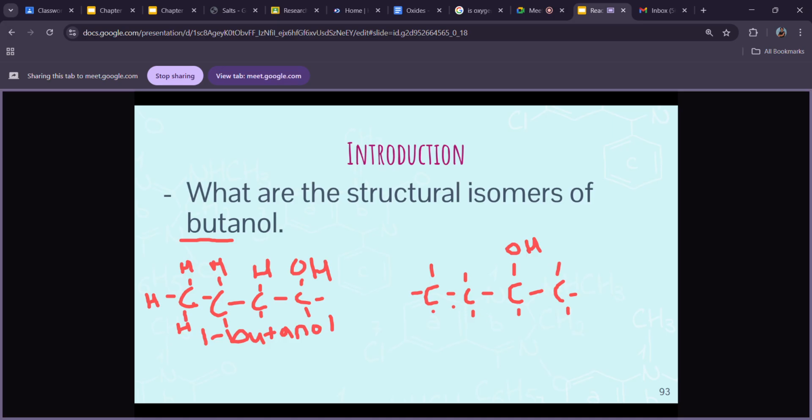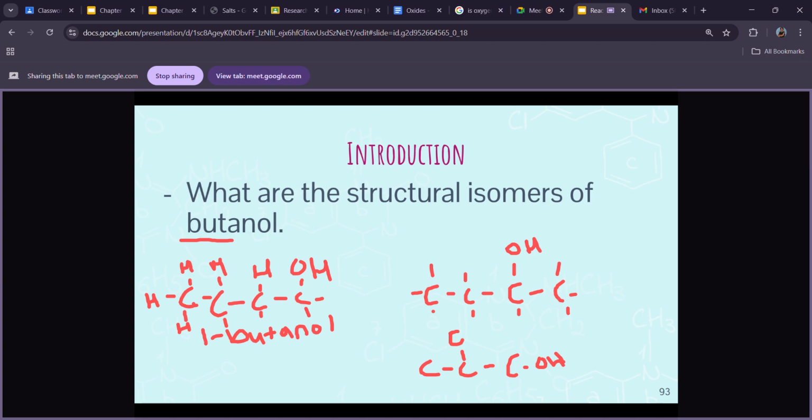I could also do another isomer where I include a branch. So in this case, I could just draw 3 carbons. Remember, we need to have the same number of carbons. So I'm just going to draw 3 carbons, put my OH anywhere I would love to, and then I put a branch on the second carbon. This is also an isomer, right?